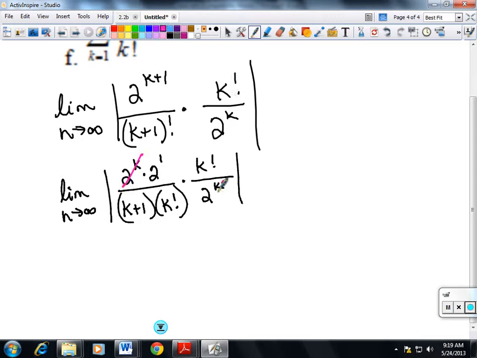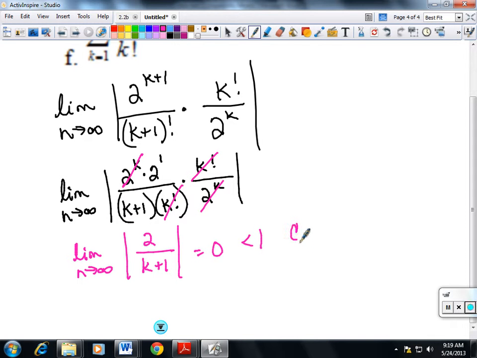2 to the k's cancel. K factorials cancel. And I essentially just have the limit as n goes to infinity of 2 over k plus 1. Well, the degree of the bottom is bigger than the degree of the top, so it goes to 0. 0 is less than 1, so it converges. Alright, that's it for the ratio test.